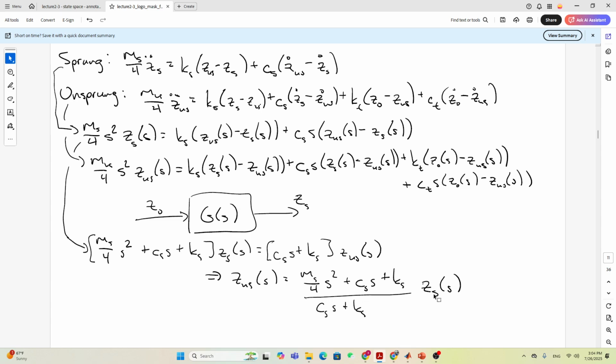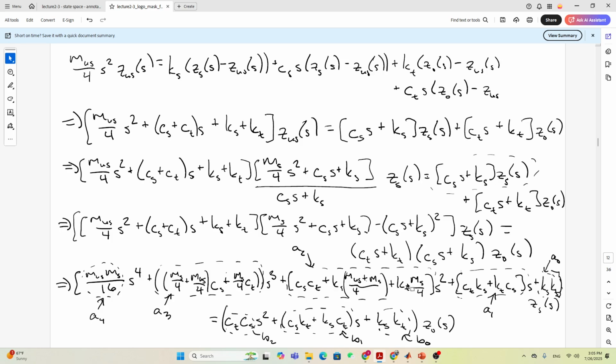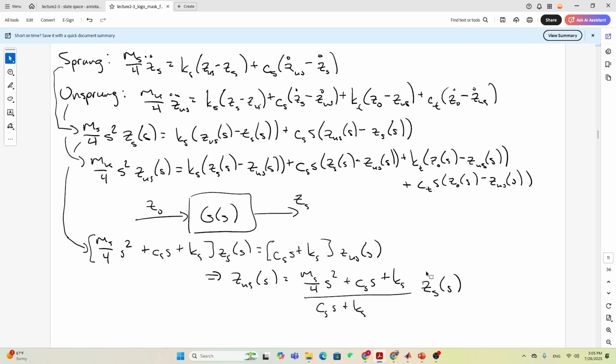Right now, since we need a relation between Z0 of s and Z of S, we are still halfway done. So in the next slide or in the next lecture, I'm going to show you the rest of the derivation, how you derive this Z0s to ZSs transfer function.